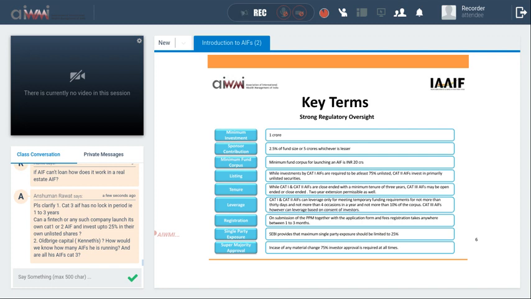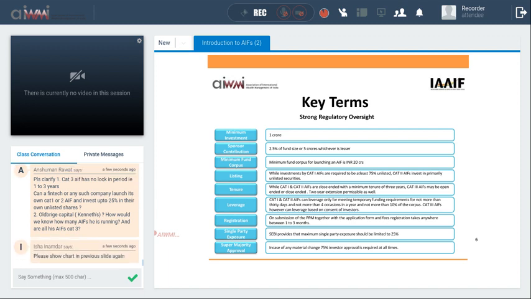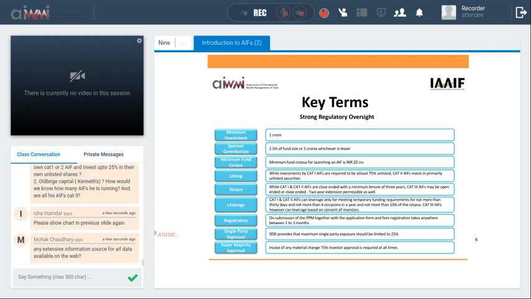running? The entire list of 500 odd AIFs is available on SEBI's website. So you can check each AIF, which category they are present in, as well as the contact details if you want to reach them. Yes, category 3 AIFs need not be close-ended. Category 3 AIFs can be both open-ended and close-ended, so there can be a category 3 AIF where there is no minimum investment tenure.